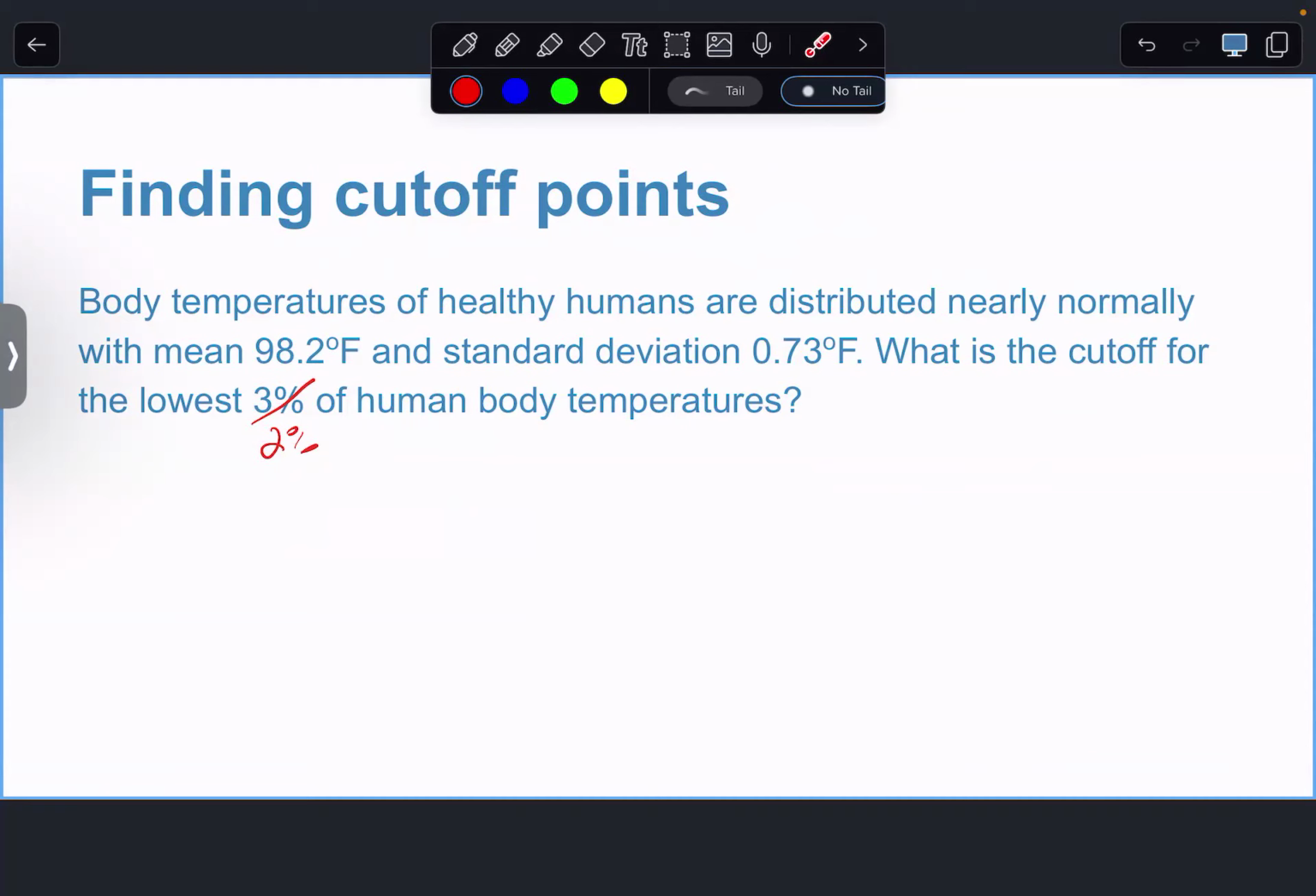Finding cutoff points. So now we've got a different scenario, right? Body temperatures of healthy humans are distributed nearly normally, with a mean of 98.2 degrees Fahrenheit and a standard deviation of 0.73 degrees Fahrenheit. What is the cutoff for the lowest, and I'm going to change it to 2%, just so it is a value that we have on the table, of human body temperatures.